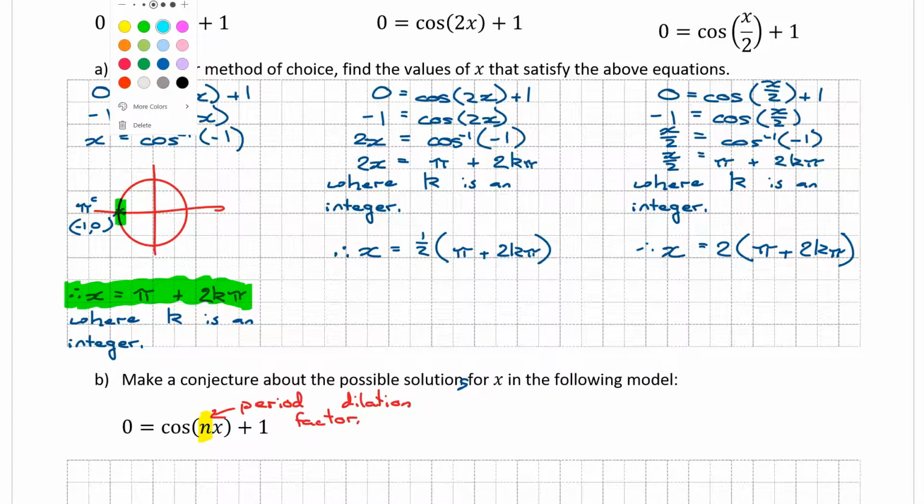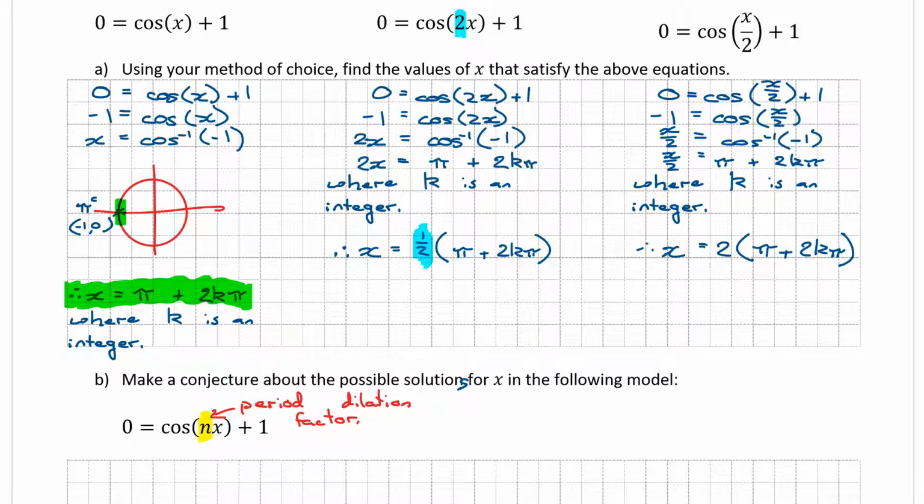Now, going across to model 2, we've got a period dilation factor of positive 2. And going down, what we see is that the difference between model 1 and model 2 is there's a scaling factor on the values of x of a half. Now, going across to model 3, we've got a period dilation factor of 1 over 2. And the values of x at the end, they're scaled by a factor of 2.